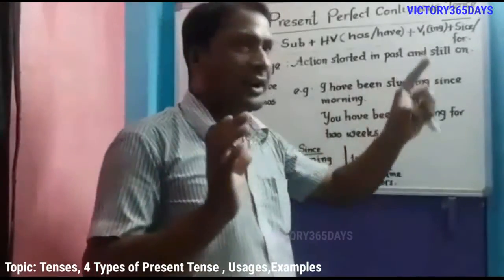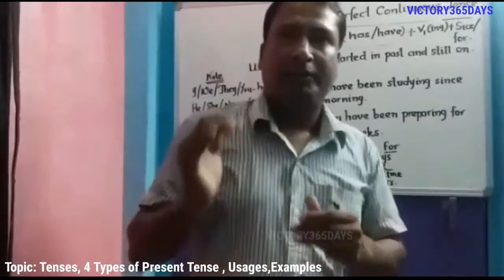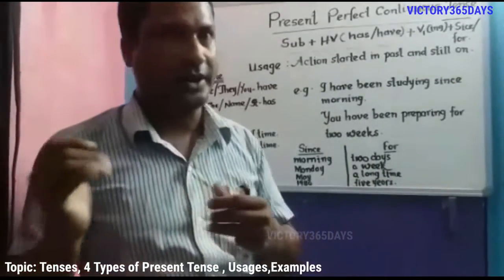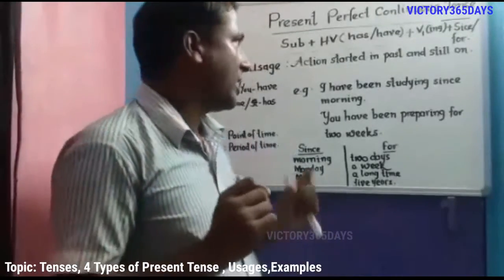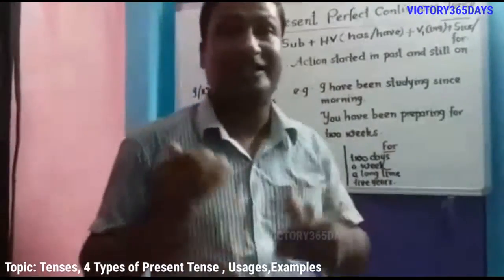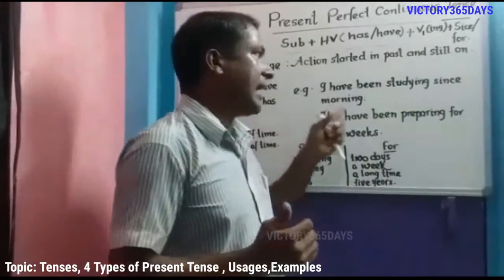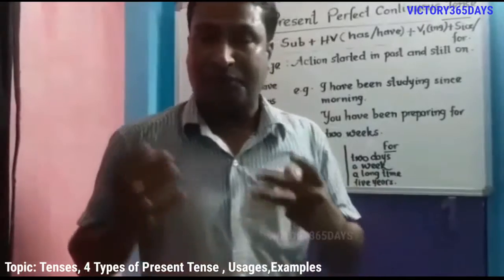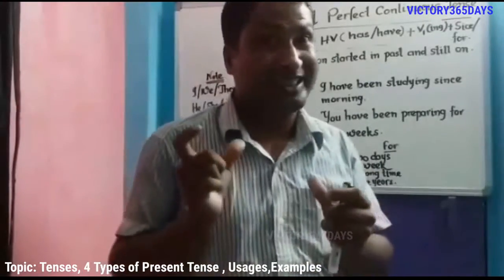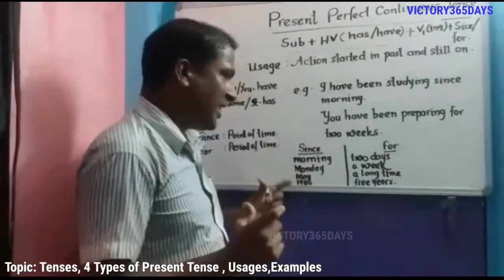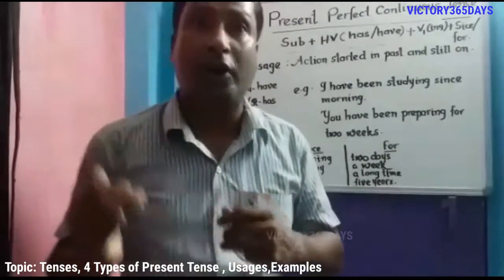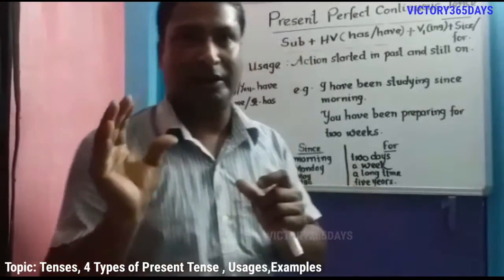Now since and for. So remember, present perfect continuous means some action being done, and it is still on. That is present perfect continuous tense. So here, see, the action started in the past and is still on. Next example: I have been studying since morning, means from morning onwards you have been studying. Which morning is not mentioned here. That's why we use since. When we use since, it is called a point of time, from the beginning when you started. That is since. Whereas for means some fixed duration will be there.